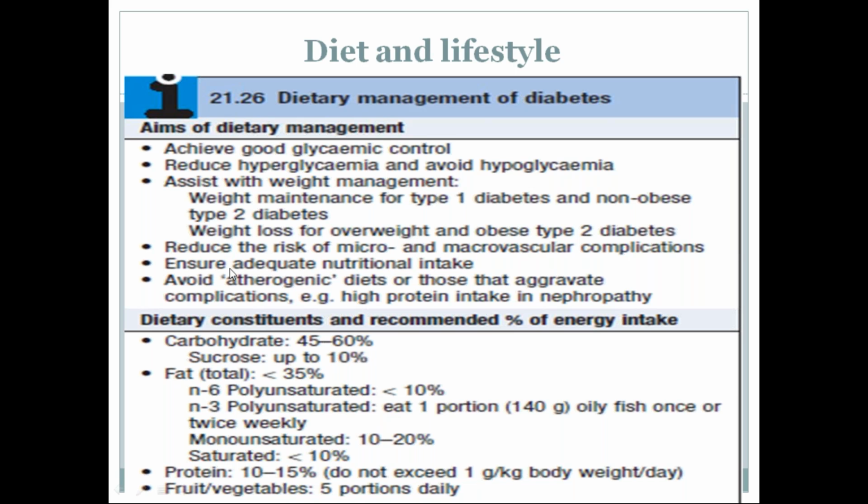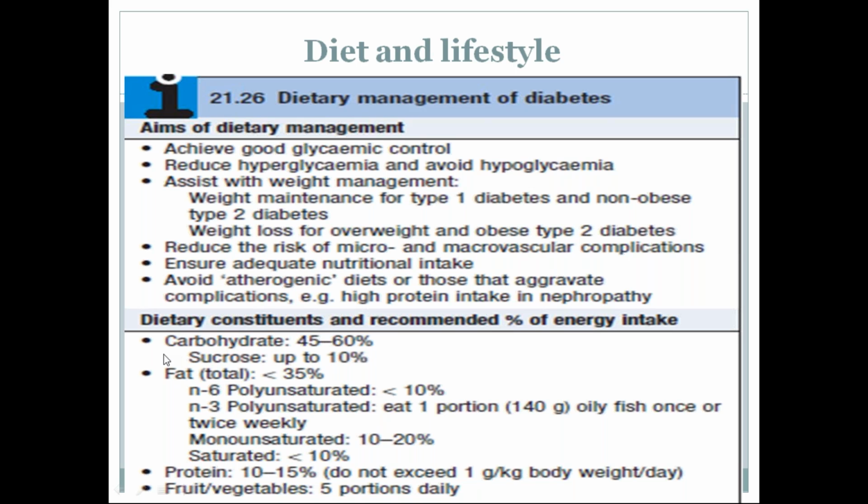then ensure adequate nutritional intake and avoid atherogenic diets or those that aggravate complications, that is, high protein intake in nephropathy and all those things. So what should be the dietary constituents of these patients?